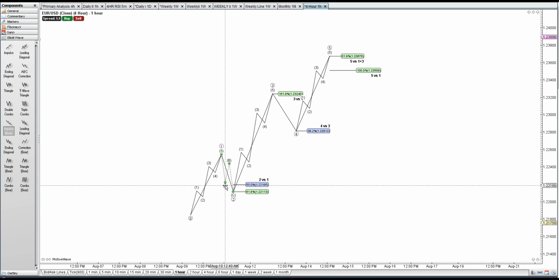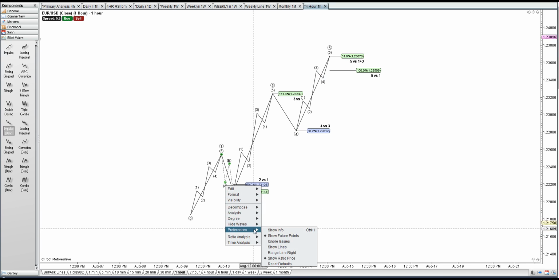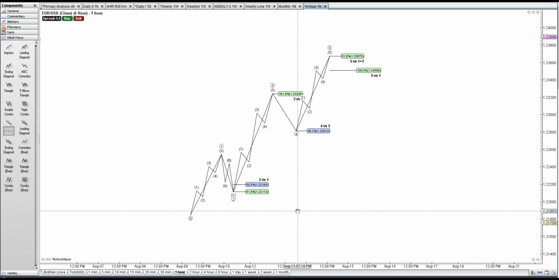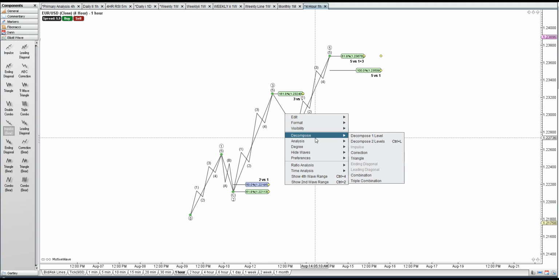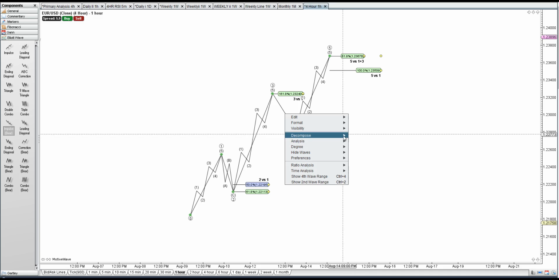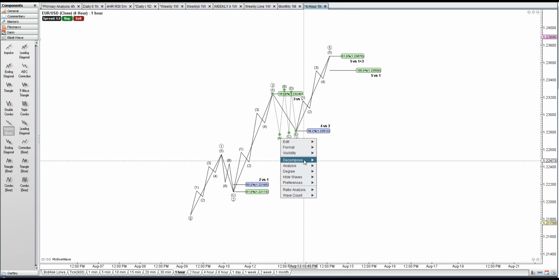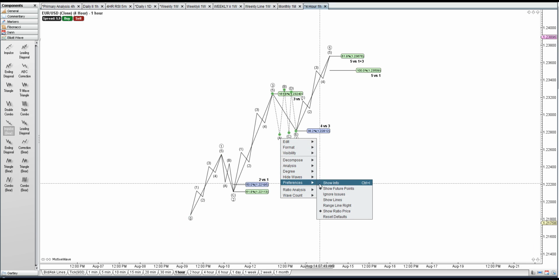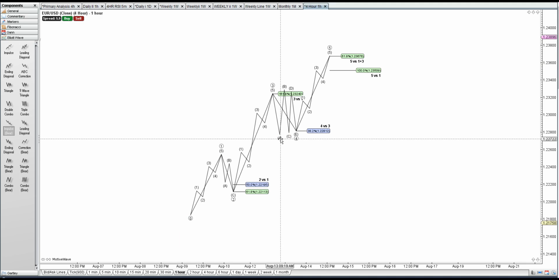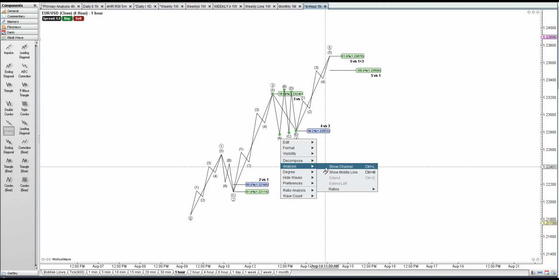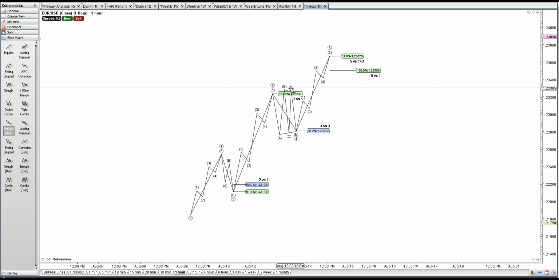So we'll show the lines here. Okay, so we got, and then the wave 4, I'm going to show as a triangle just for illustration purposes here. Okay, and we'll show the channel here.